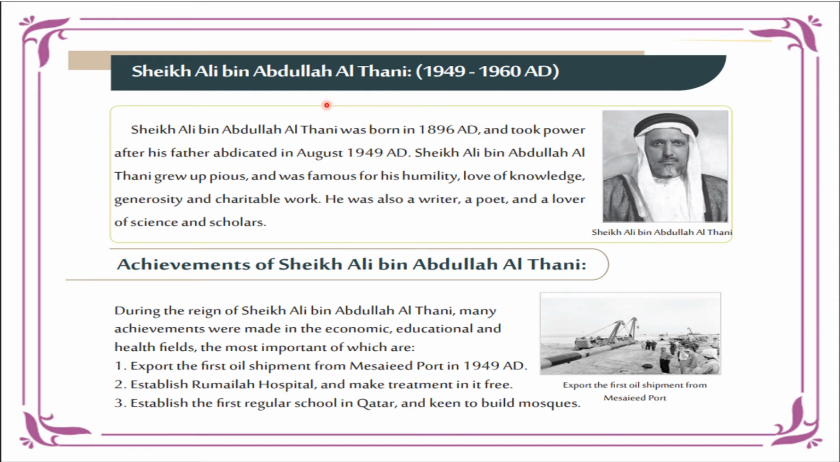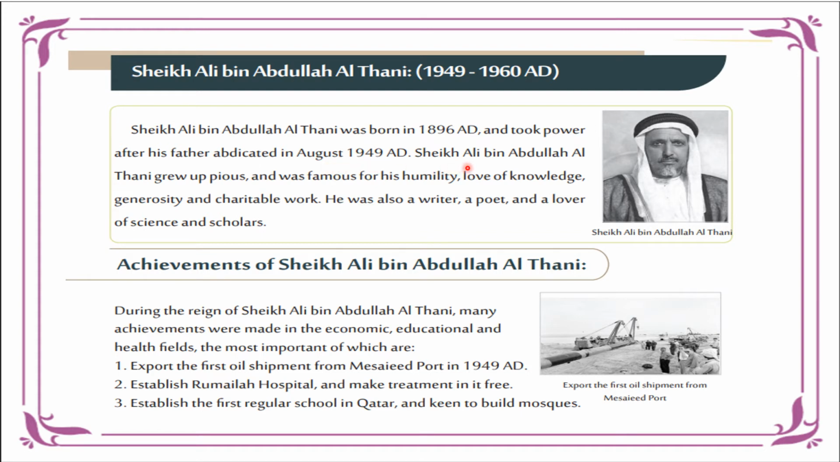Now let's focus on Sheikh Ali bin Abdullah Al-Thani, who had ruled from 1949 to 1960 AD. Sheikh Ali bin Abdullah Al-Thani was born in 1896 AD and took power after his father abdicated. When you say abdicated, it means that his father had handed over to him the reins of the government, and that was in August 1949 AD.